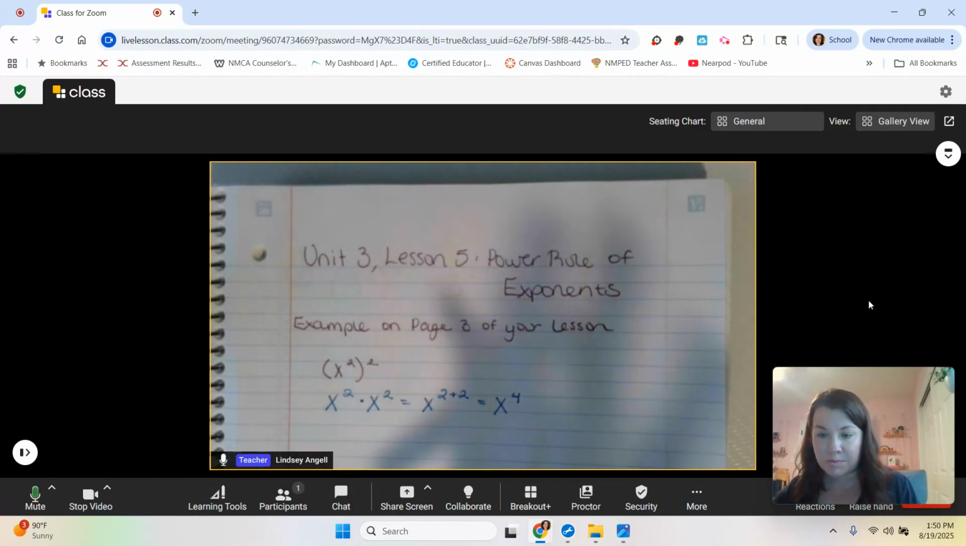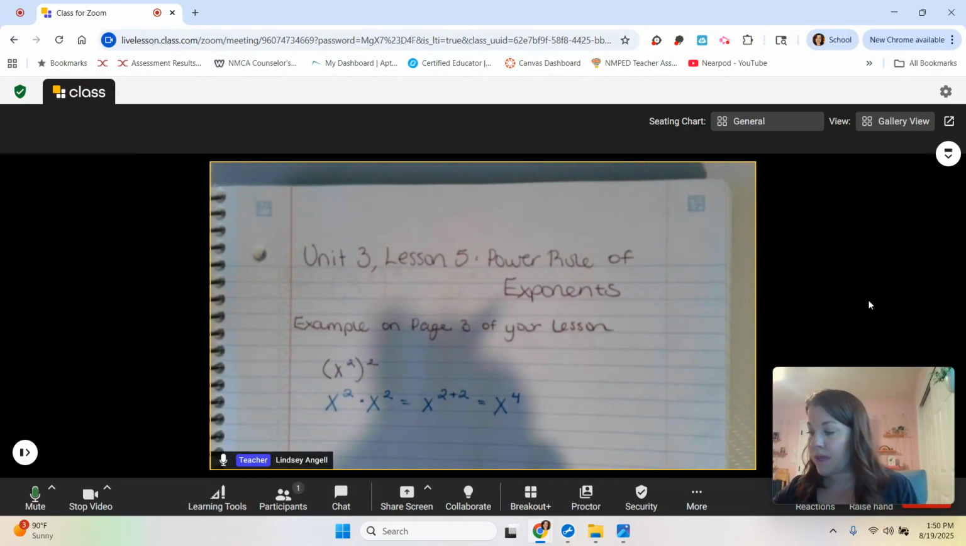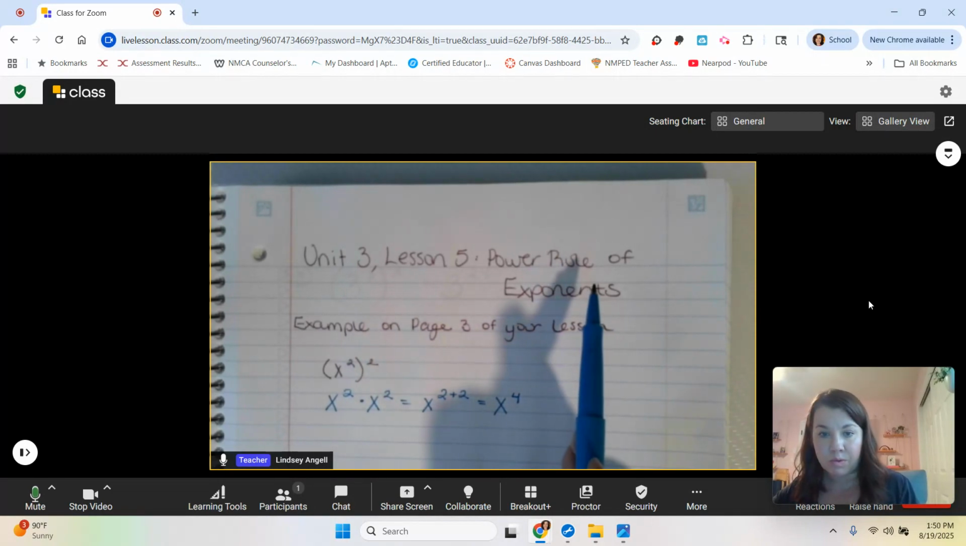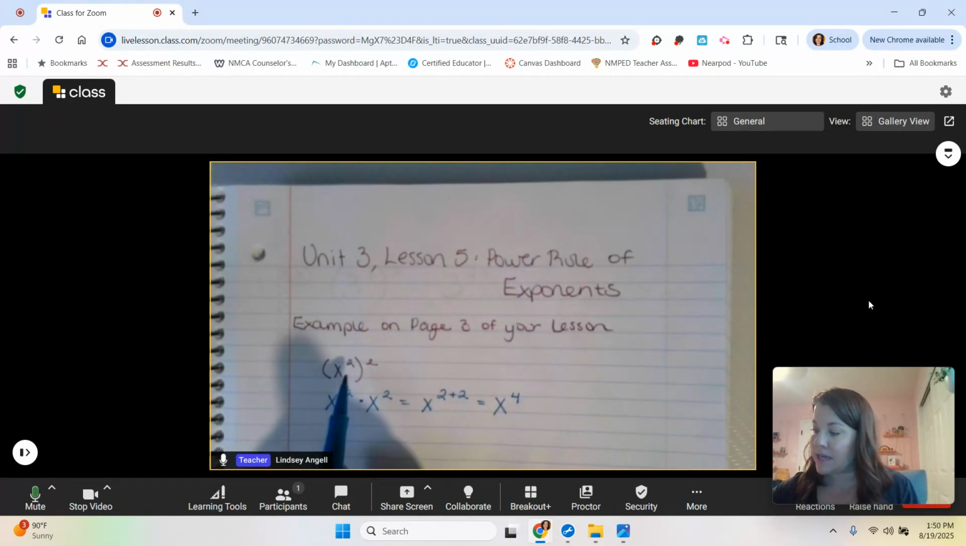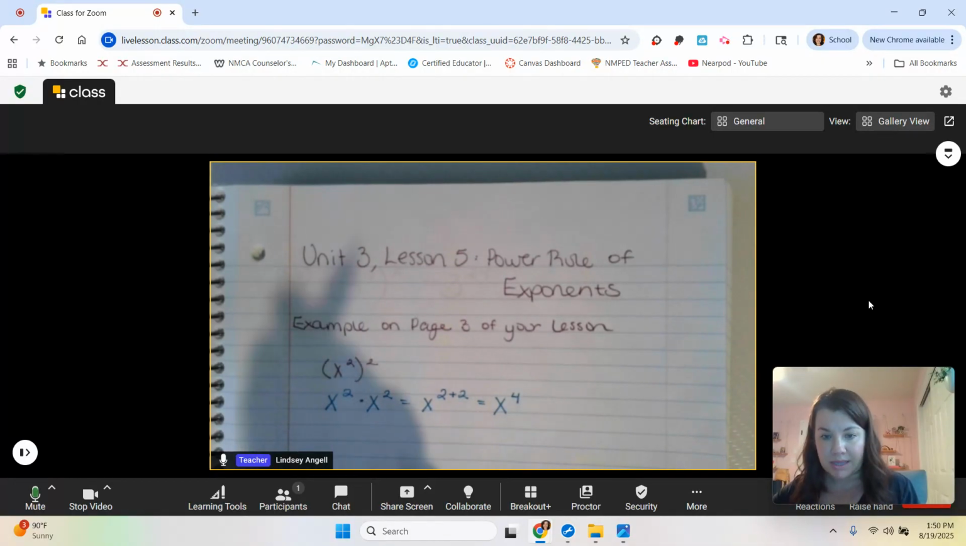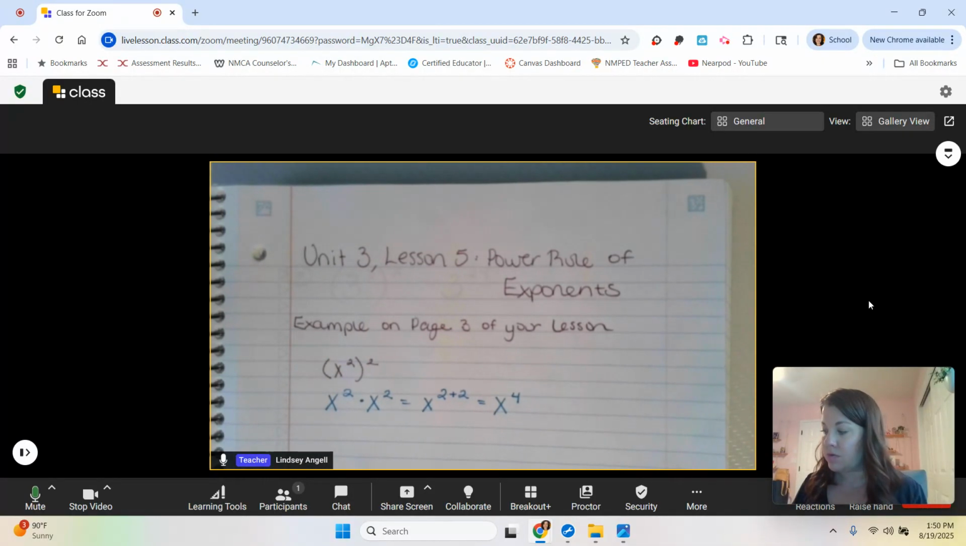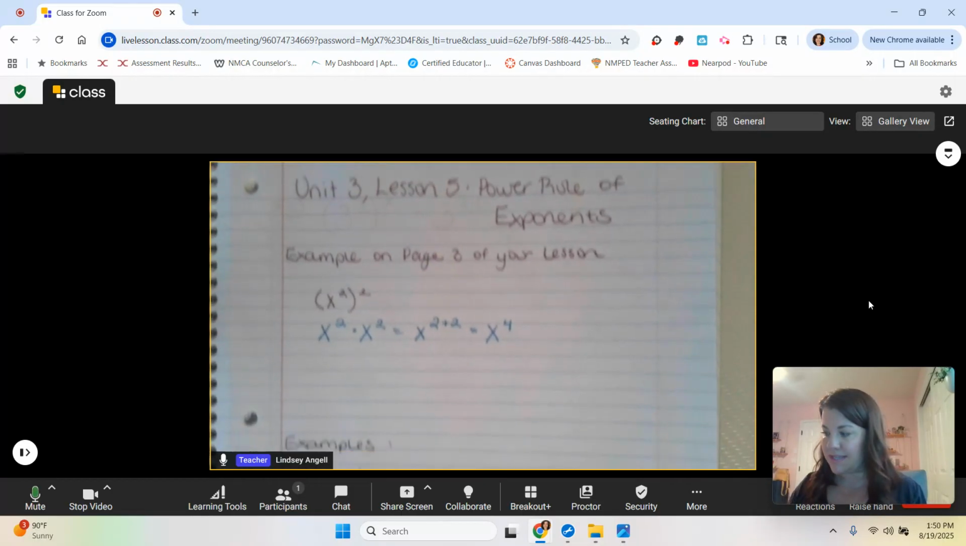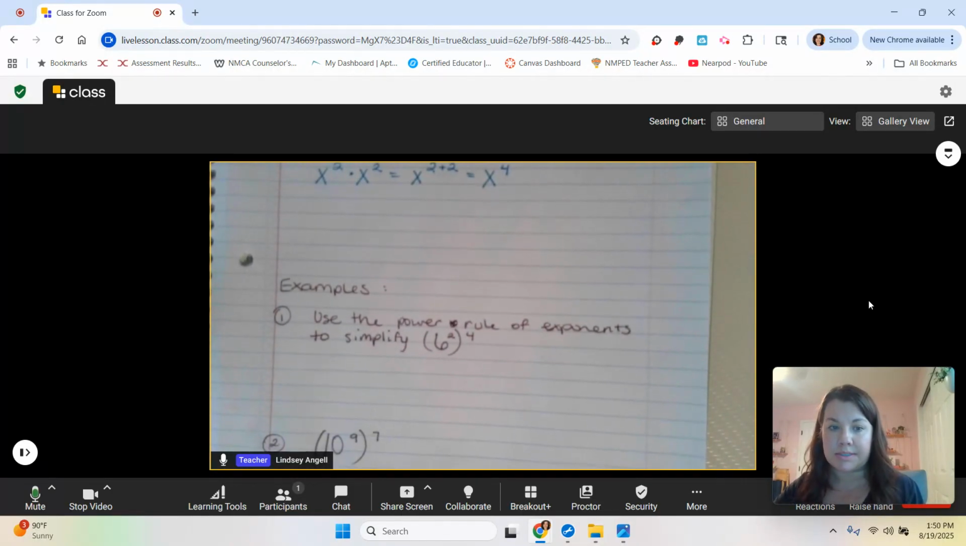Well, you don't have to break it down every single time. What this power rule tells us is that when they're set up this way, we can multiply the exponents together. So let's go ahead and use that in some examples.